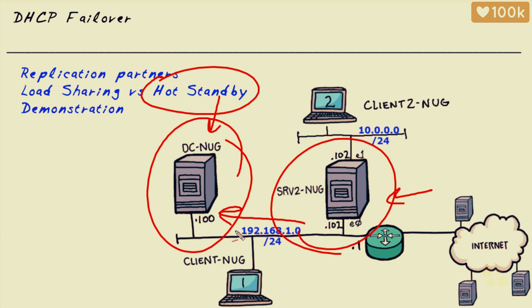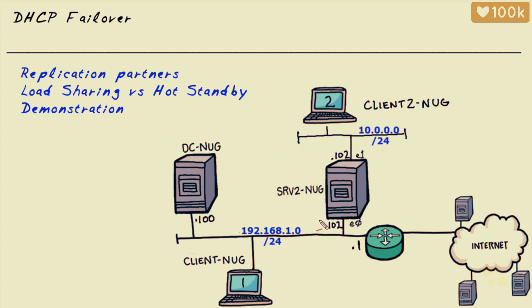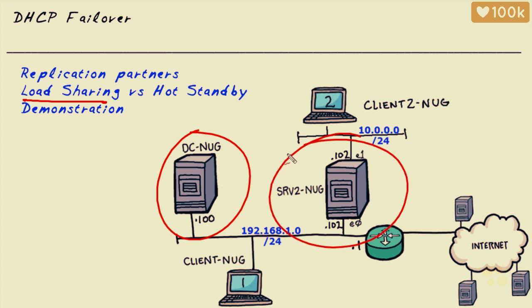Or if we decided that we want to go ahead and have DC-NUG and server 2 configured in load sharing, we could have them both active for both of those scopes.